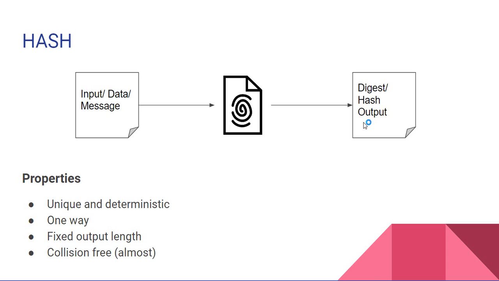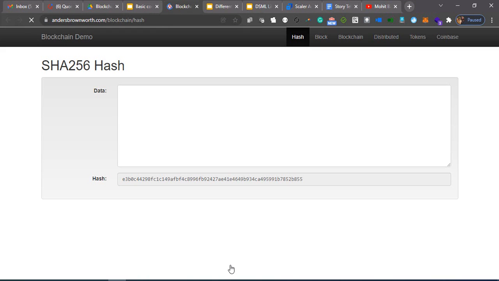So by collision free, we mean that the output or the digest of any hash function should have unique values for different inputs, right? Otherwise, it doesn't make sense at all. So let us see one example.